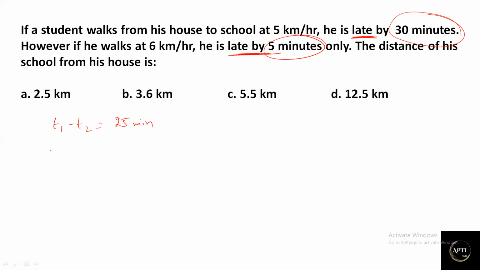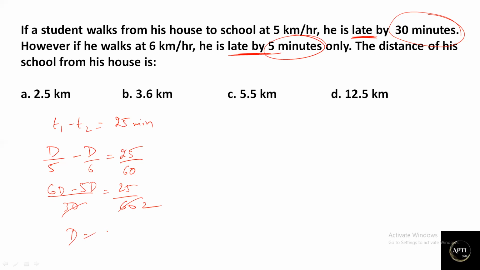Okay, that's it. Now time is nothing but distance by speed. First speed is 5, second speed is 6. Speeds are in kilometers per hour, so I'm converting 25 minutes to 25 by 60 hours. So what is the LCM? 30. D by 5 minus D by 6 is equal to 25 by 60. So 6D minus 5D is D, 25 by 2 is 12.5 kilometers. See how easy it is. Very simple. The only thing you need to understand is how it is 25.